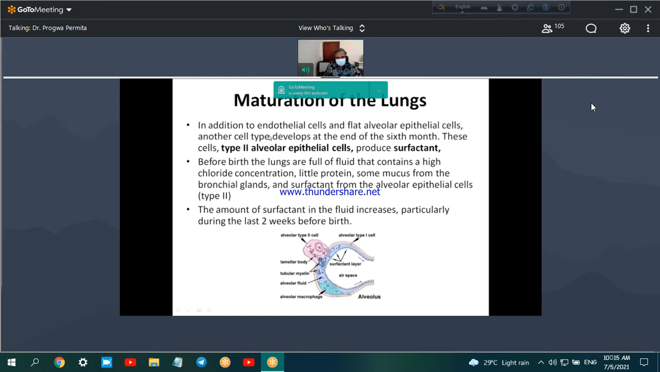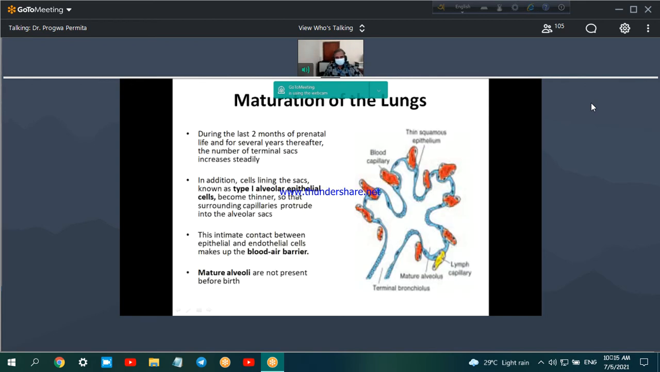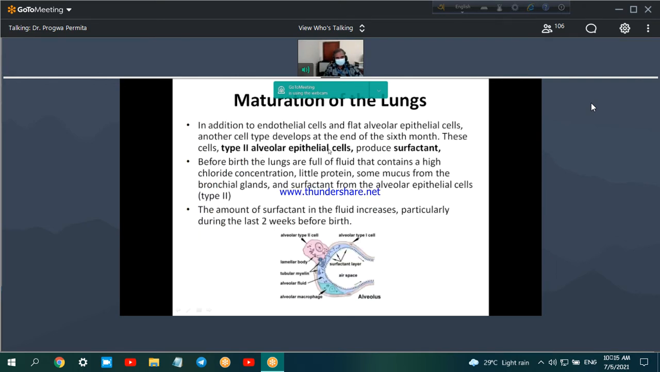In addition to endothelial cells and flat alveolar epithelial cells, another cell type develops at the end of the 6th month. These cells, known as type 2 alveolar epithelial cells, produce surfactant. Previously, we saw type 1 alveolar cells lining the sacs, and now type 2 alveolar cells, which produce surfactant.